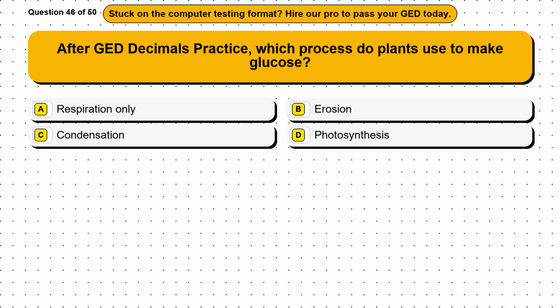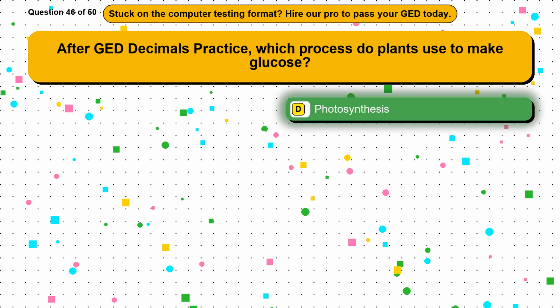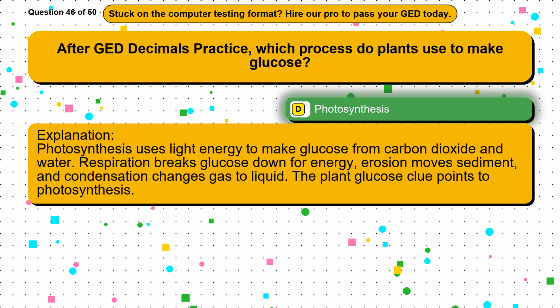Question 46. After GED Decimals Practice, which process do plants use to make glucose? Option A respiration only. Option B erosion. Option C condensation. Option D photosynthesis. The correct answer is option D. Photosynthesis. Photosynthesis uses light energy to make glucose from carbon dioxide and water.